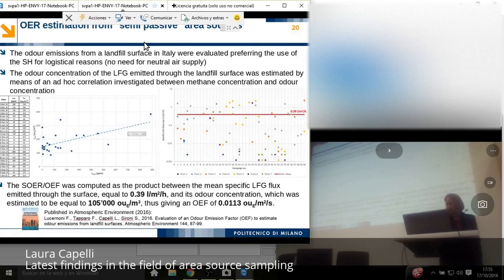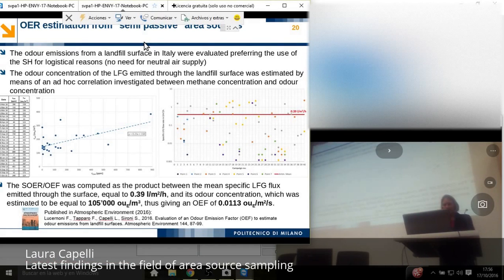We found a moderate correlation. We found an average value of landfill gas emissions on the surface, which is equal to 0.39 liters per square meter per hour, which is very similar to other recently published research by other Italian groups. I say Italian groups because if we compare these emissions with landfills in China or in Korea, you might be very surprised that the orders of magnitude might be very different, but this may be due to the different operational conditions and different quality of the waste that is landfilled.